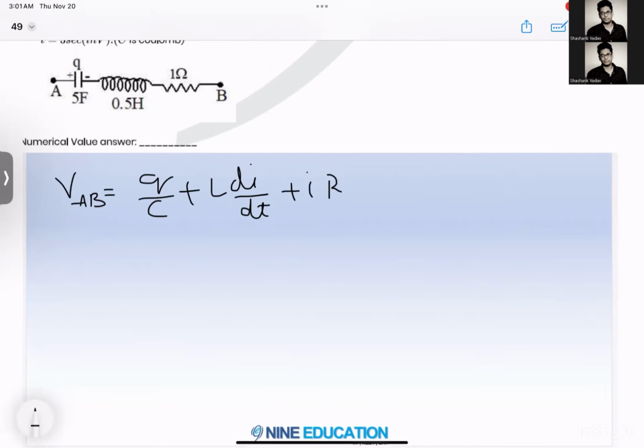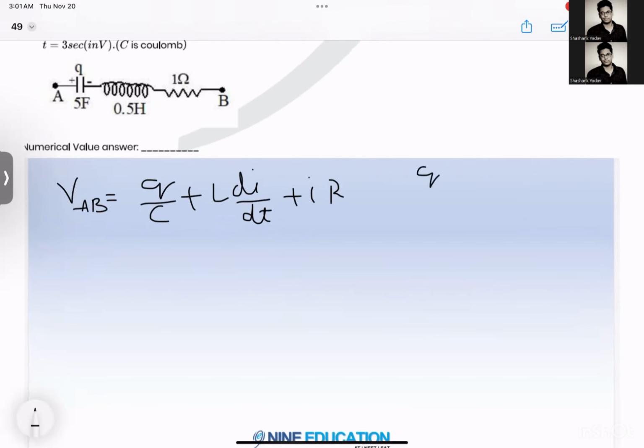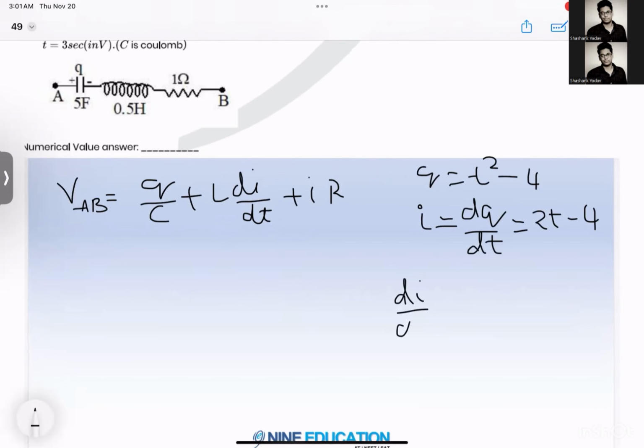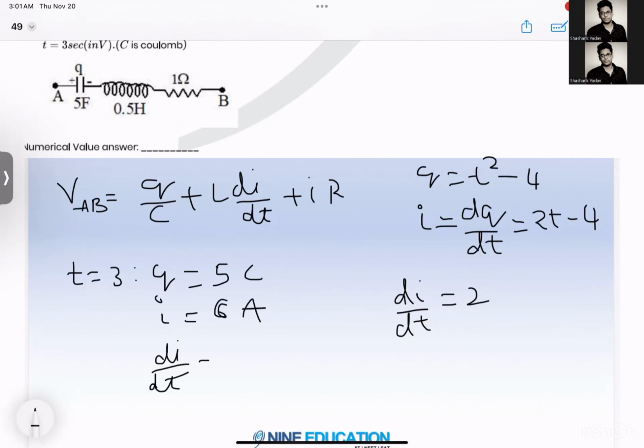Q is given as t square minus 4. That means I is dq by dt, which is nothing but 2t minus 4, and di by dt is nothing but 2. So t is equal to 3 seconds. Q is 9 minus 4, 5 coulomb, and I is 10 minus 4, 6 ampere, and di by dt is 2. If we substitute these values here, we will find that VAB is equal to 8 volts. Therefore, the answer is 8.